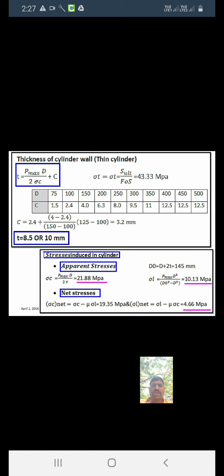How to calculate the longitudinal stress? Longitudinal stress is equal to P max into D square divided by outer diameter square minus bore diameter square. If you put the values in that equation, then you will get 10.13 MPa. Then net stress, how to calculate the net stress? Again, net stress is equal to sigma c minus mu into sigma L.